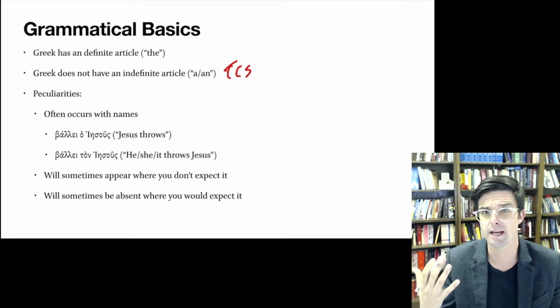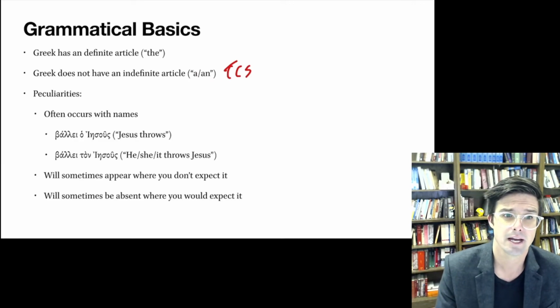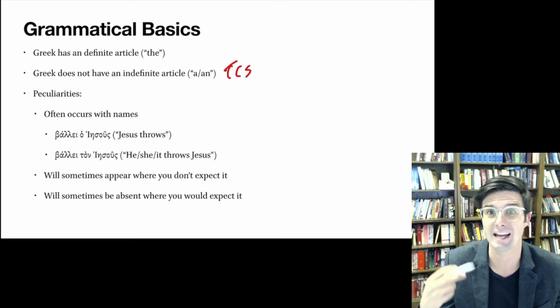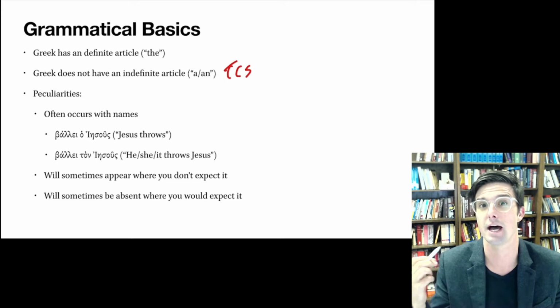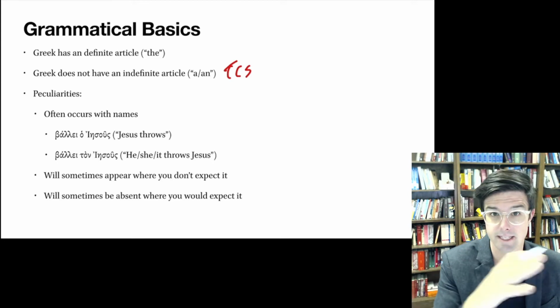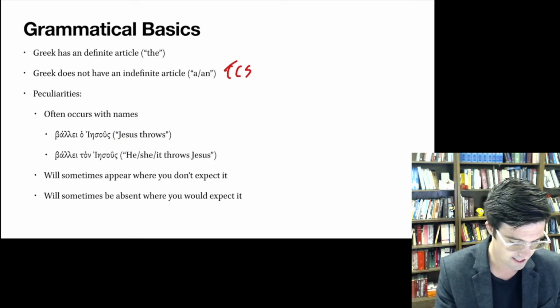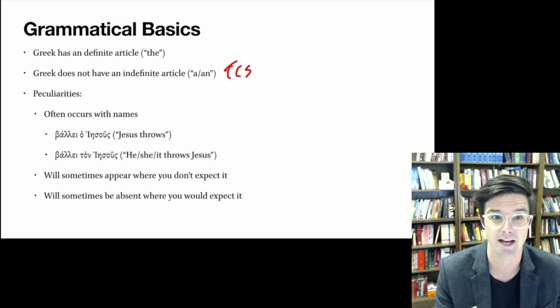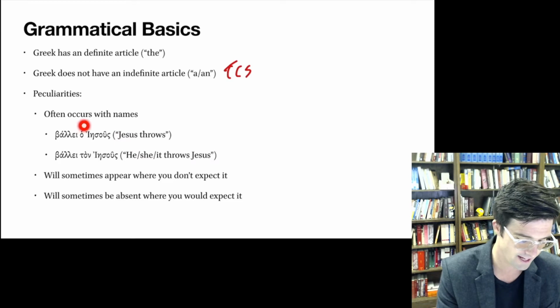So some peculiarities of the Greek article is that we often find it occurring with names, specifically names that are indeclinable. That is, they do not change their form, or they do not change their case depending on their function in a sentence. So they are still in different cases. These two Jesuses are in different cases, even though they look exactly the same as one another. And we know they're in different cases because of the article that is stuck before them.